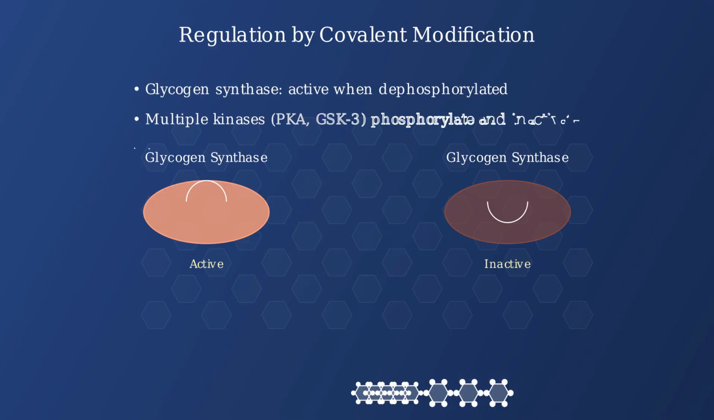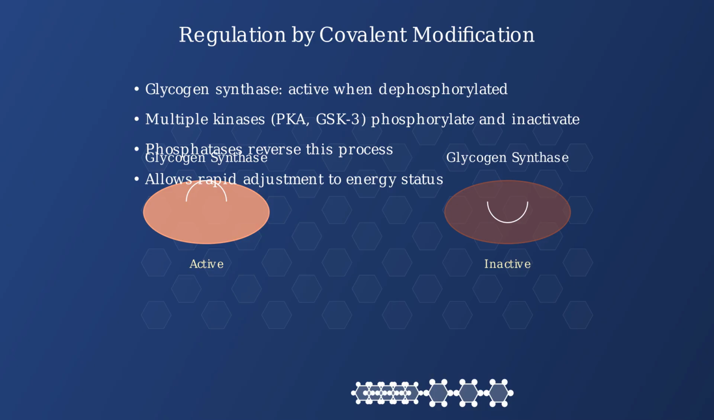To summarize, glycogen synthase is active in its dephosphorylated state. Various kinases like PKA and GSK3 can phosphorylate and inactivate it, while phosphatases reverse this process, allowing rapid metabolic adjustment.